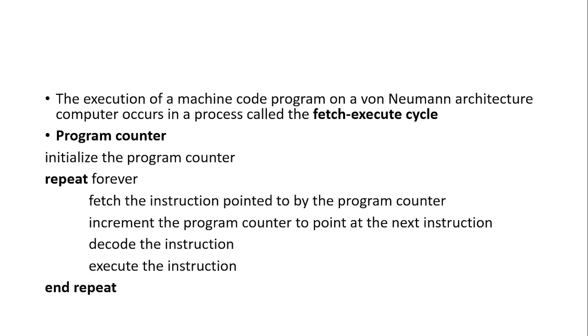And then the relevant operands must be brought in, and after performing all this, we execute the instruction. Then we repeat, so this will be repeated forever. So we fetch the instruction, then increment the program counter, then decode the instruction. Decoding the instruction means the instruction is examined to determine what action it specifies. Program execution terminates when a stop instruction is encountered.